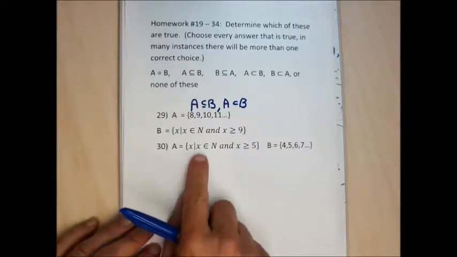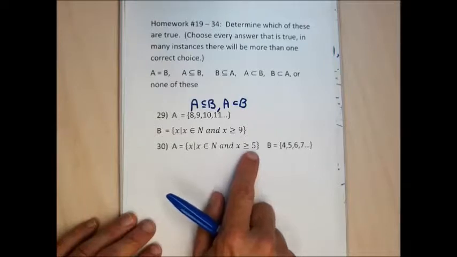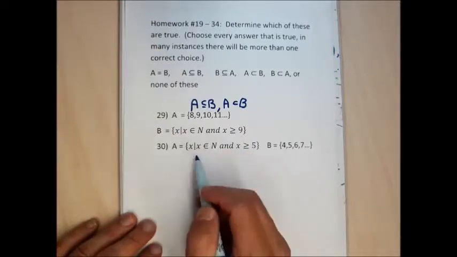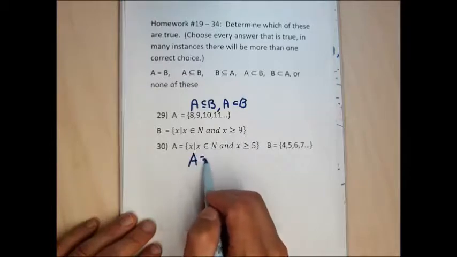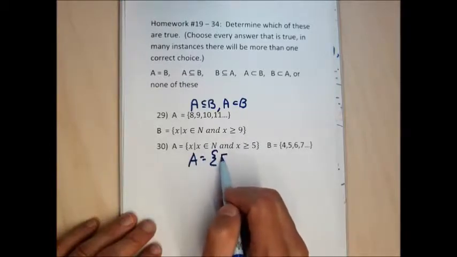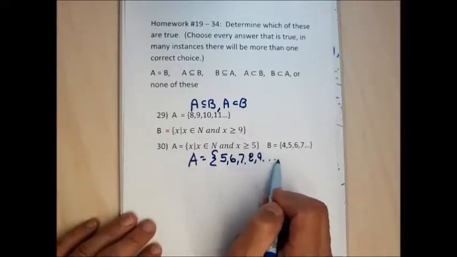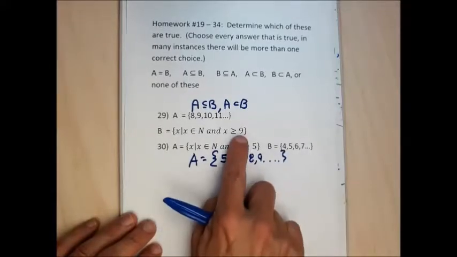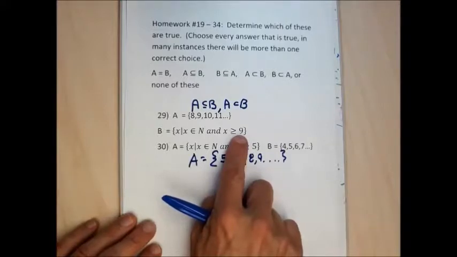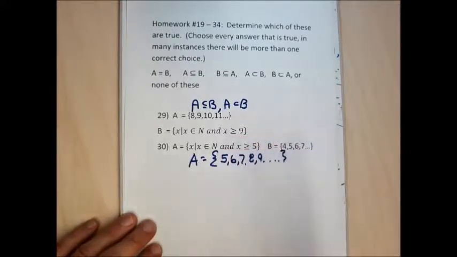So for problem 30, I'm going to rewrite A in roster form. My set A has any natural number that's 5 or bigger. It's an infinite set. A is going to have, starting with 5 and going on to infinity, every natural number. Your set B for problem 29 is going to have the numbers 9, 10, 11, 12, and going on to infinity.